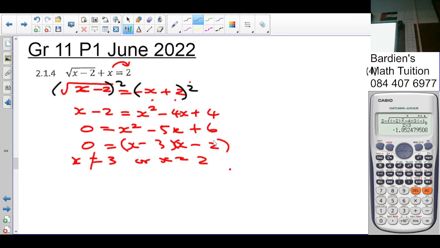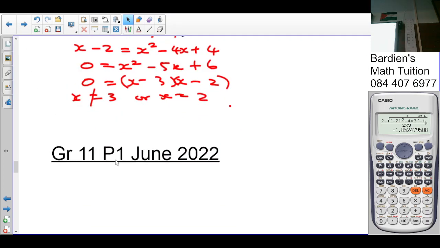Let's try 2. 2 in the left hand side here. So it's going to be 2 minus 2, which is 0. Square root of 0 is 0, and 0 plus 2 is 2. So that one works. You must check here. If you don't check, you will always lose this one mark. Okay.